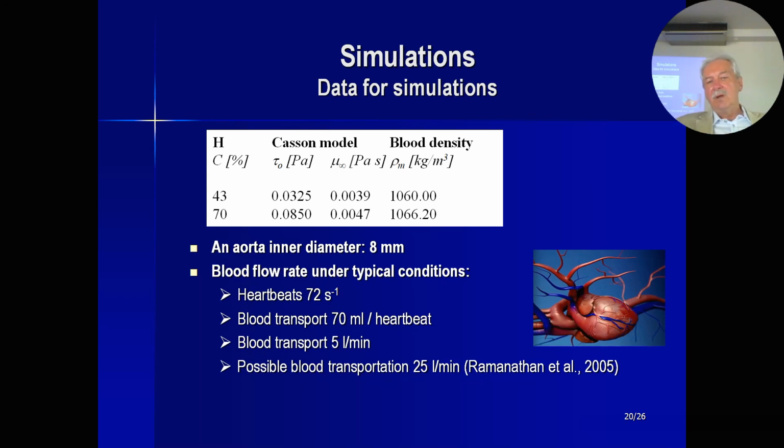However, if we assume that the heart beats about 70 times per minute, which is about average, and for each heartbeat there is blood transported in the amount of 70 milliliters, so totally there is 5 liters per minute transportation of blood in the organism. However, during heavy exercise, this flow rate can be increased even by 5 times. So we can even expect 25 liters per minute in a short time during heavy exercise.